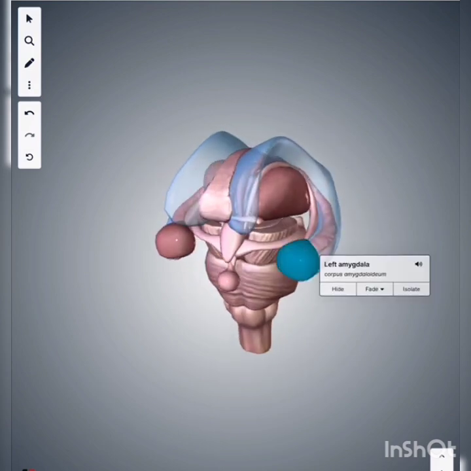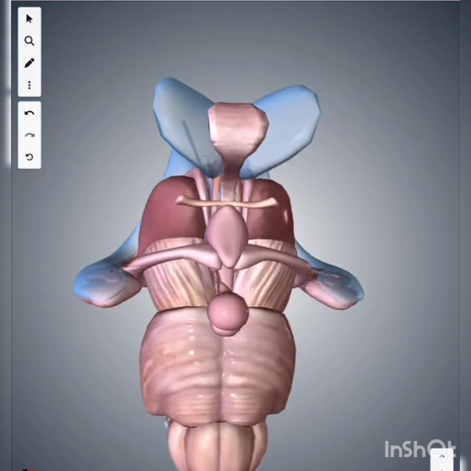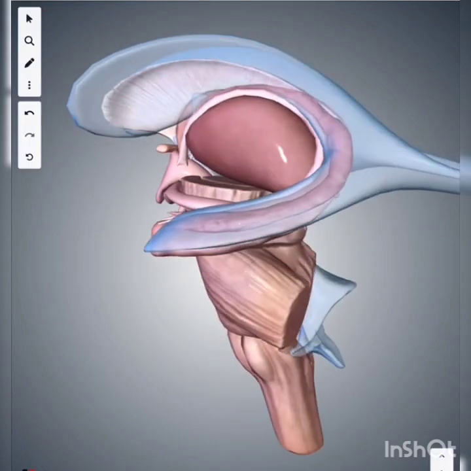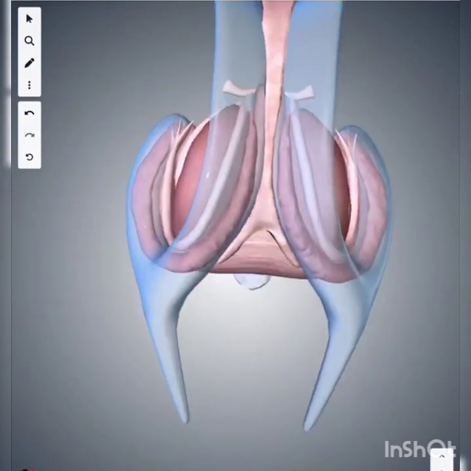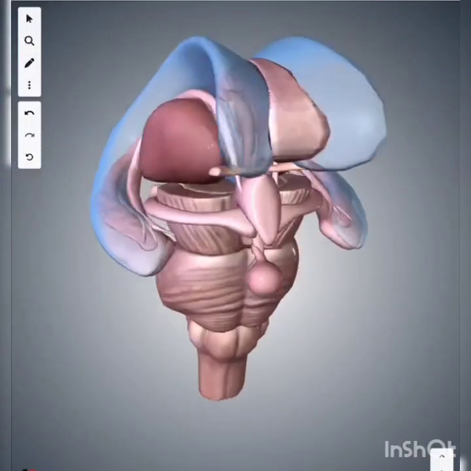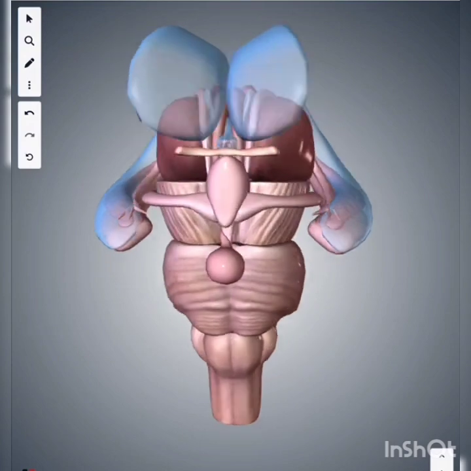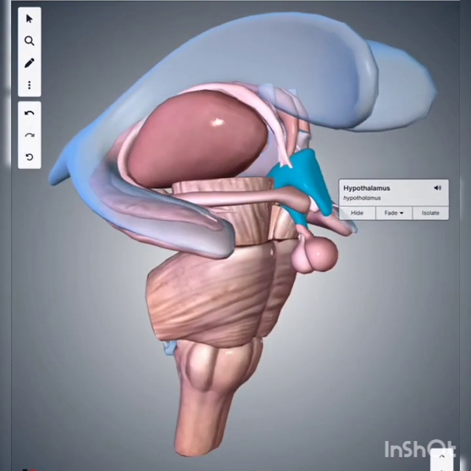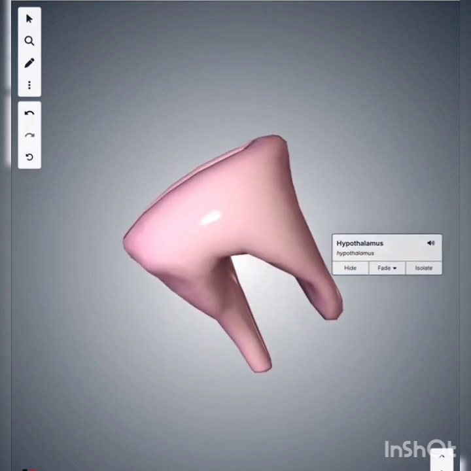Now you can see parts of the midbrain, pons and medulla. And you can also see thalamus, hypothalamus, ventricles, the pituitary gland and pineal body. So this is the anterior commissure being taken out, and now you are seeing the blue colored structure that is the hypothalamus, isolating the hypothalamus to give you a closer look.